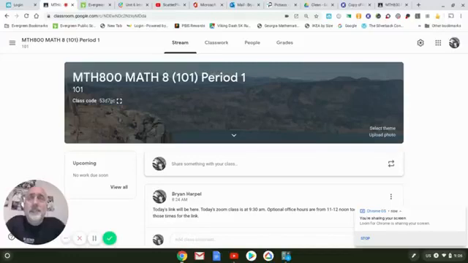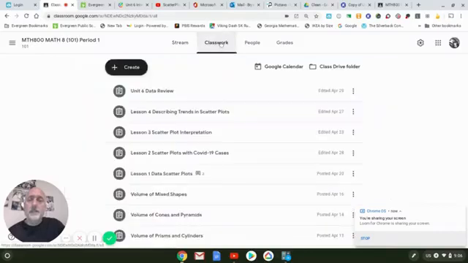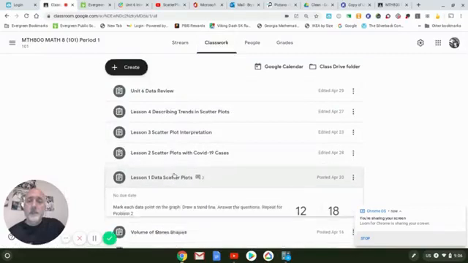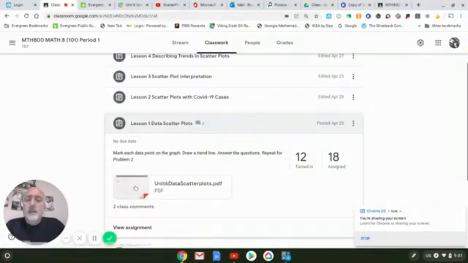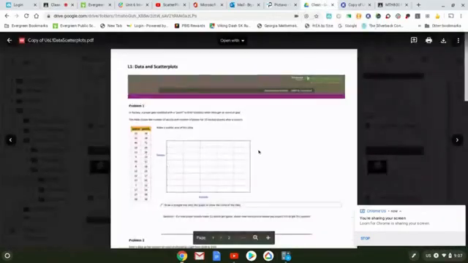Unit 6, Lesson 1. It's the first of the 4 lessons on scatter plots. We're looking at data through scatter plots. So we're going to start by clicking on Classwork. And we'll find our way there to Lesson 1, Data and Scatter Plots. It'll look a little bit different when you do it, but you just click to open up the PDF. And when you do, it'll look something like this.